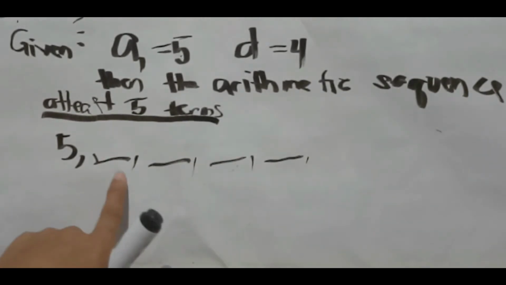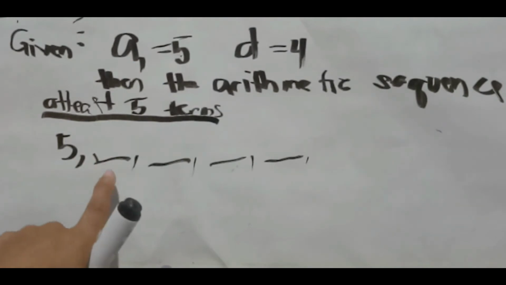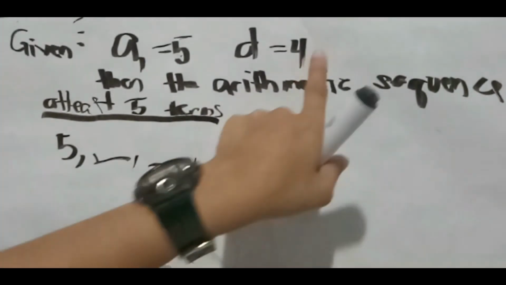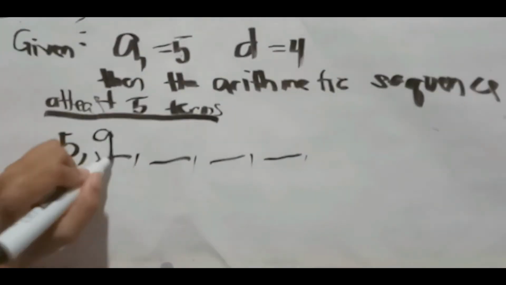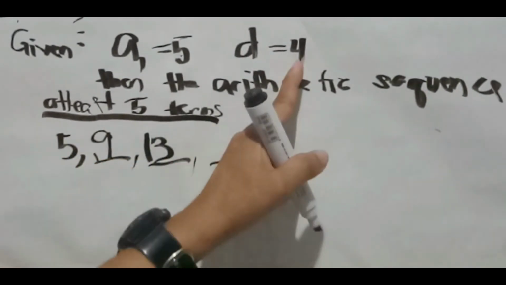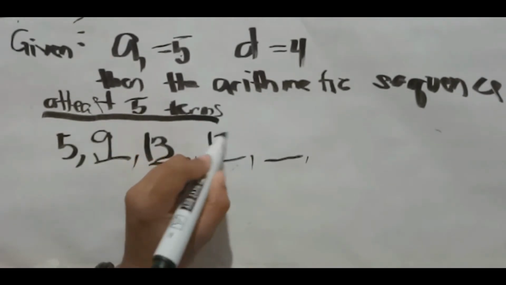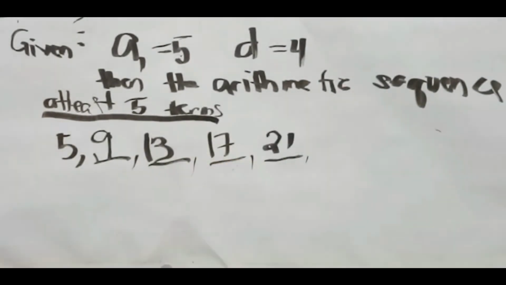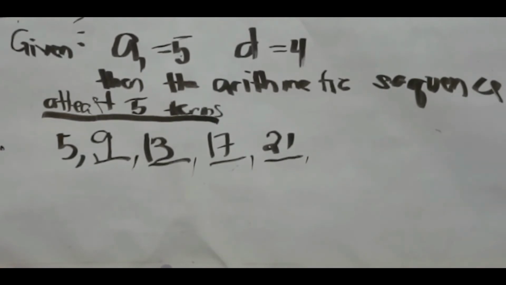So let's find the second term. To find the second term, you need to add the first term to the common difference. So 5 plus 4 is equal to 9. 9 plus 4 is equal to 13. 13 plus 4 is equal to 17. 17 plus 4 is equal to 21. Therefore, your 5 terms in an arithmetic sequence are 5, 9, 13, 17, 21, and so on and so forth.